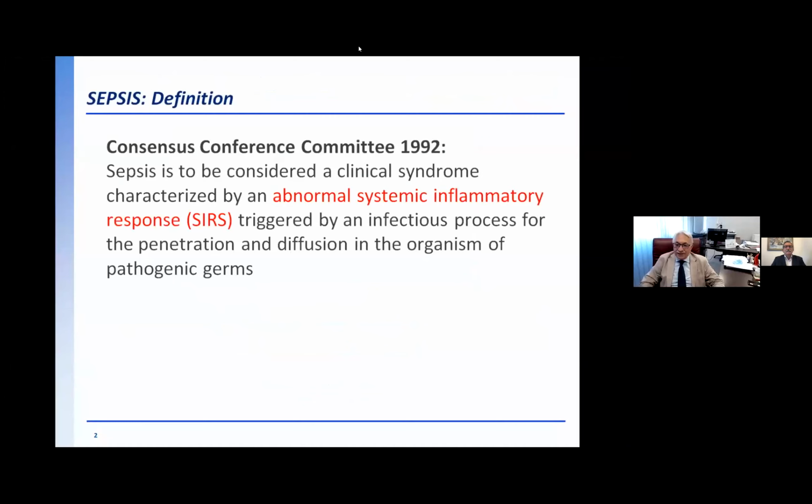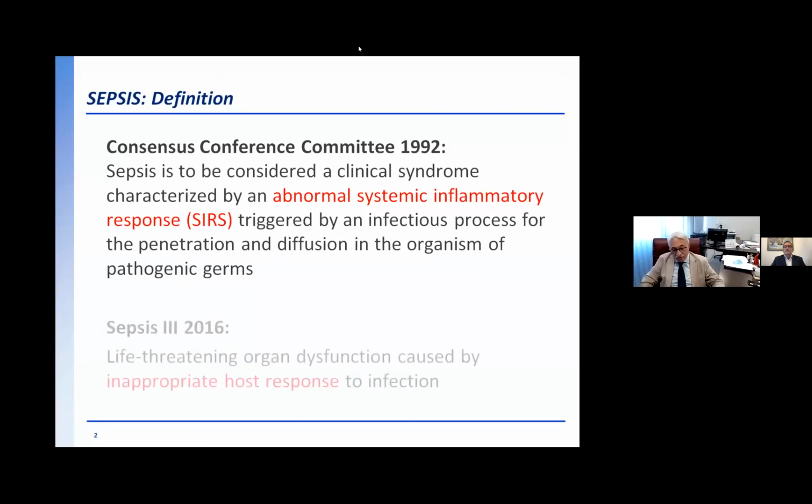Since the Consensus Conference Committee in 1992, sepsis was defined as a clinical syndrome characterized by an abnormal systemic inflammatory response, SIRS, triggered off by an infectious process for the penetration of pathogenic germs into the organism. But we opt for the 2016 sepsis definition, referred to as a life-threatening organ dysfunction due to an inappropriate host response to infection.